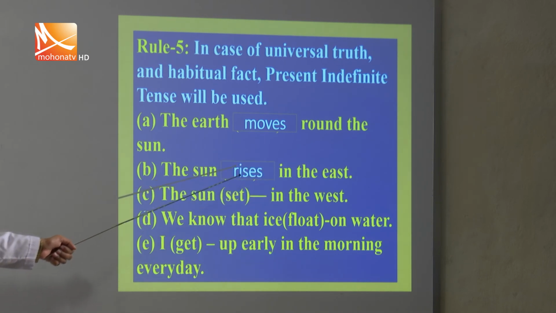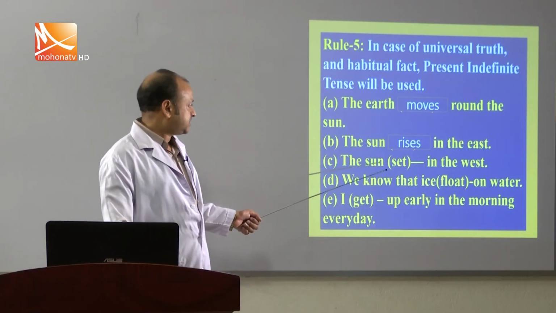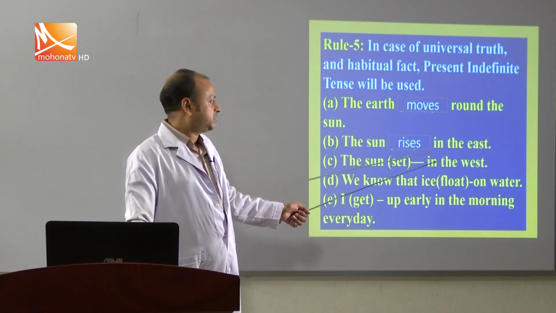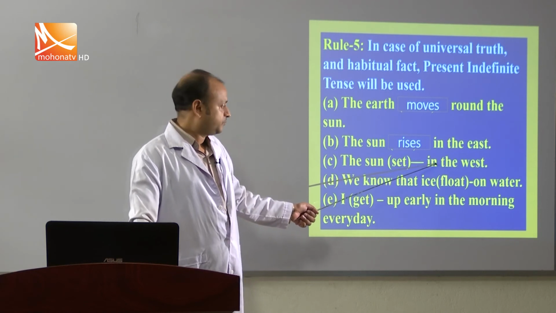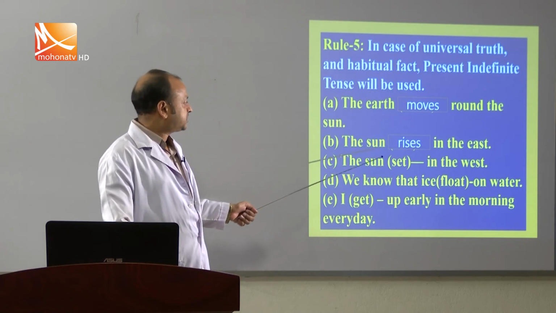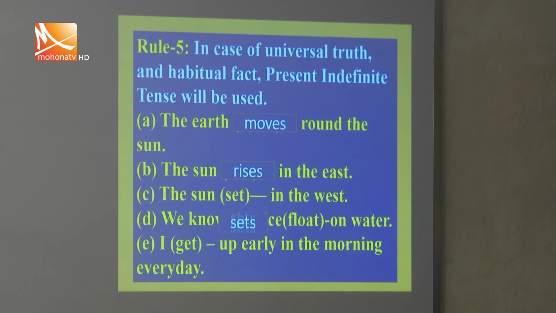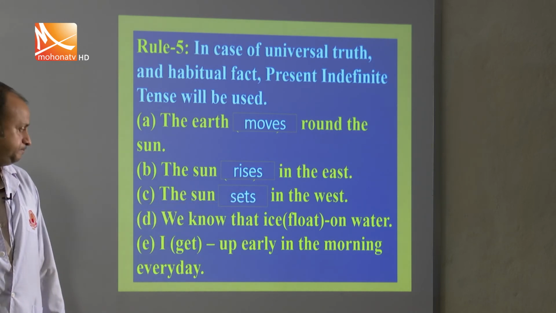So, the sun rises in the east, my student. Our next sentence, the sun set in the west. This is also a universal truth. The sun is third person singular number, so set will be sets. The sun sets in the west, my student.